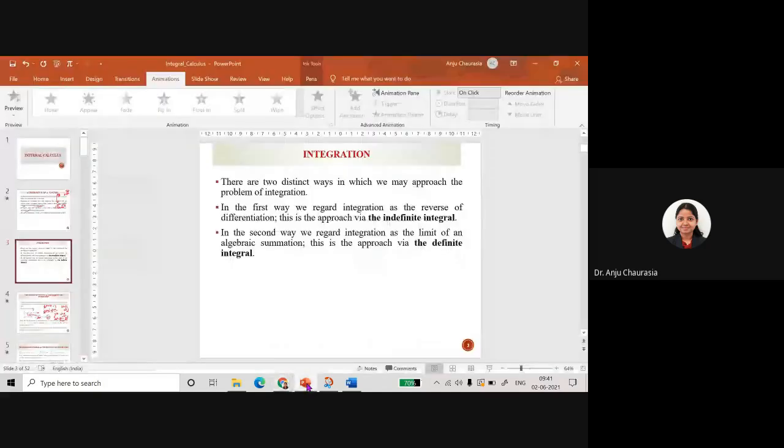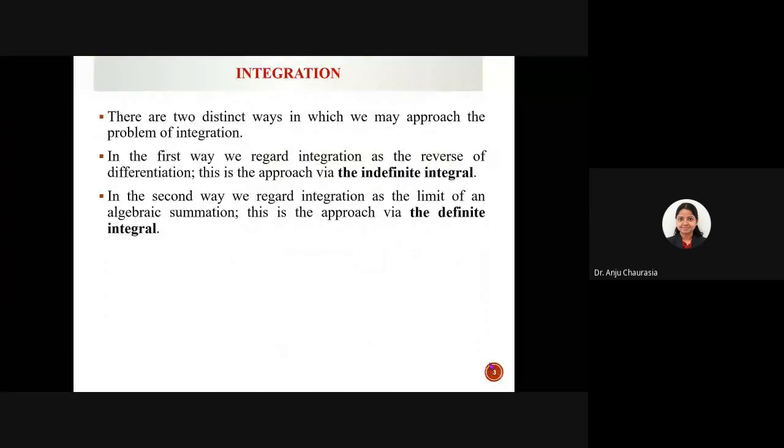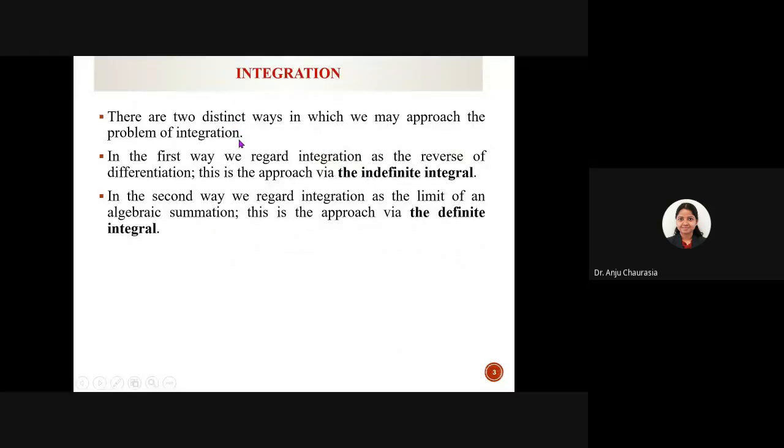Yes, it's taking time. So I continue, students. There were two distinct ways, two names. Whenever you listen to the word integration, how to integrate, there are two different ways. You will always listen to two words: the indefinite integral and the definite integral. Indefinite integral, indefinite, you understand the meaning, infinite, try to understand from there.